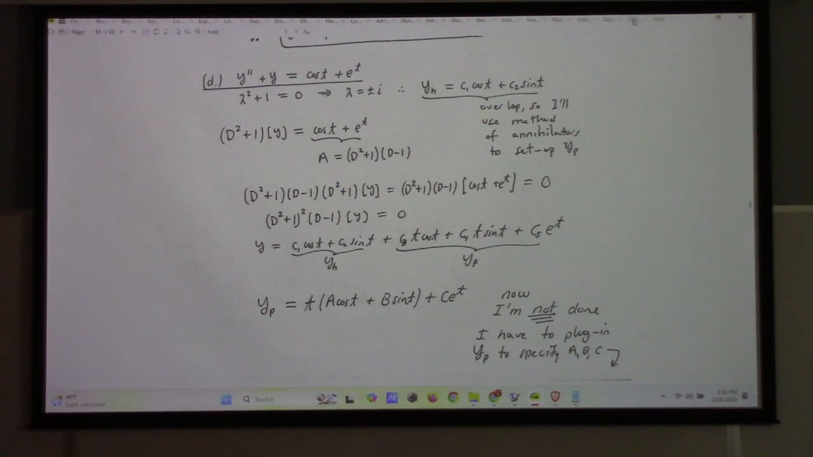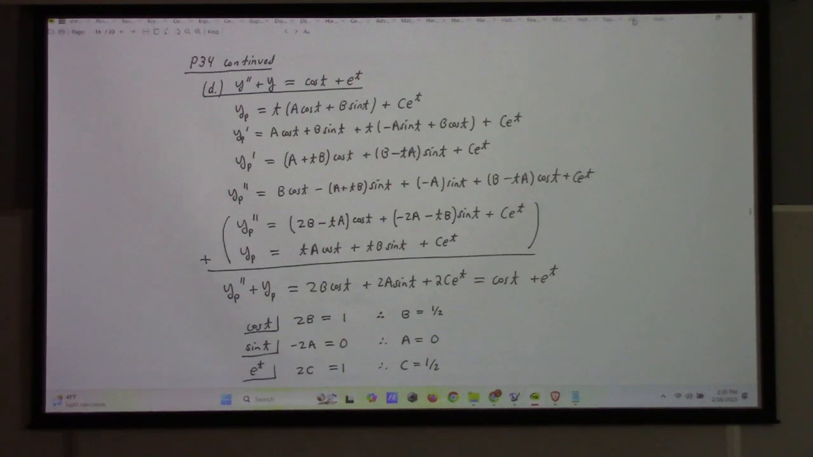I have to turn the page and plug it in. So I differentiate. First I differentiate, then I regroup terms to make it pretty. Then I differentiate a second time, and I regroup things to make it pretty. Then I write yp again, because I figured if I add them, it's easier if I put them right next to each other, right? So kind of a vertical stacking add on this problem.